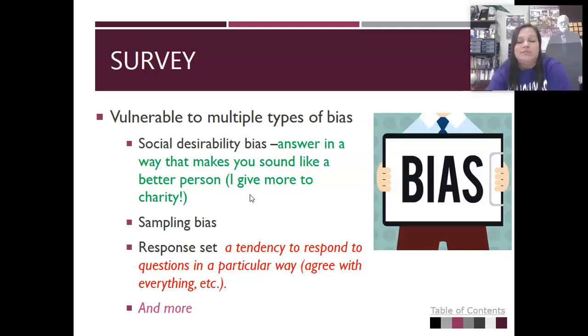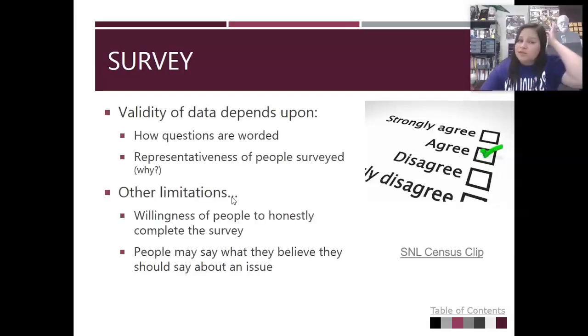Another bias is a response set. This is when people tend to just answer the same way to every question. This goes with questions where they might say, do you agree, disagree, strongly disagree? Maybe you're in a hurry, so you just put agree on everything. So that's not going to help us get valid results. So, more problems with surveys: the validity depends on how well the question was worded. What if the question was confusing? And again, there's the representativeness of the people who are surveyed. Other problems: the willingness of people to honestly complete the survey.